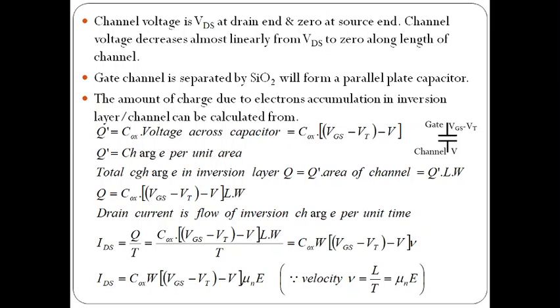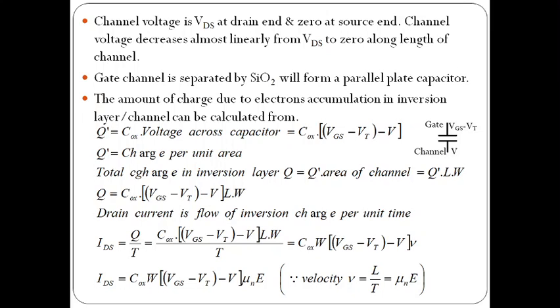It is similar to our JFET. So the channel voltage decreases almost linearly from VDS to 0 along the length of the channel, and the gate and channel are separated by silicon dioxide. The gate and channel separated by silicon dioxide form a parallel plate capacitor. So the amount of charge due to the electron accumulation in the inversion layer can be calculated. We are considering it as Q dash, where Q dash equals Cox into the voltage across the capacitor.